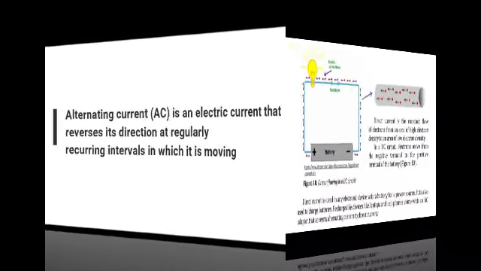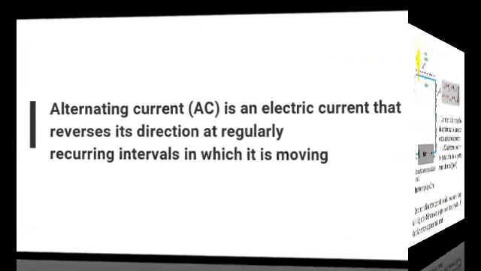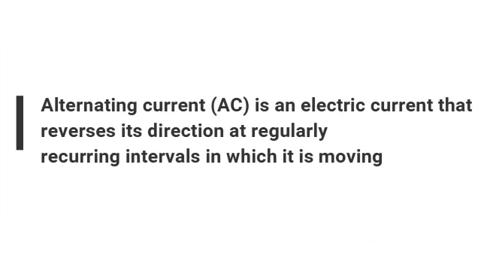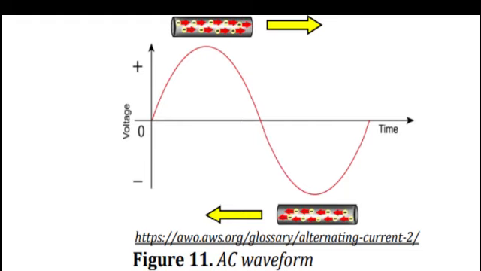Alternating current is an electric current that reverses its direction at regularly recurring intervals in which it is moving. Figure 11 shows the AC waveform. Electrons in the circuit move alternating back and forth about a relatively fixed position. This is done by alternating the polarity of the voltage at the generator or other voltage source.